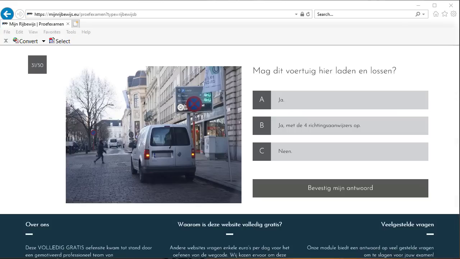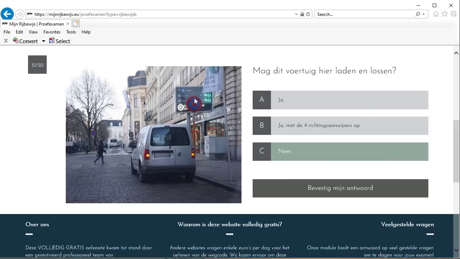Is the car here allowed to load and unload? Option A is yes. Option B is yes, but with the 4 warning lights switched on. Option C is no. The right answer is no, because the board here indicates there is no parking or waiting starting from here. So he is not allowed to park or to wait. Okay, so he cannot do even loading and unloading.